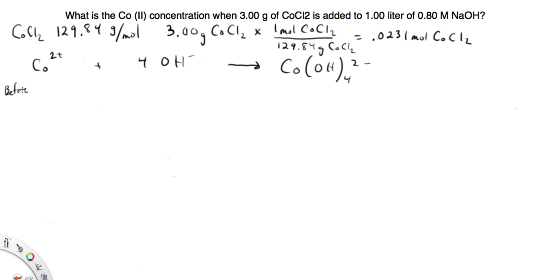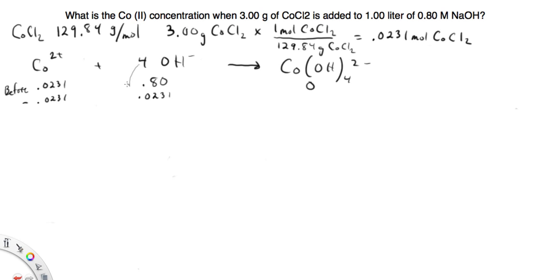So before the reaction, and I figured out how many moles we have, 0.0231 for cobalt. For hydroxide, we've got 0.80, and for the complex ion, there's 0 moles. Okay, so those are our initial concentrations, and we're going to assume for mathematical purposes that all of the cobalt-2 gets used up. Now, what goes here?